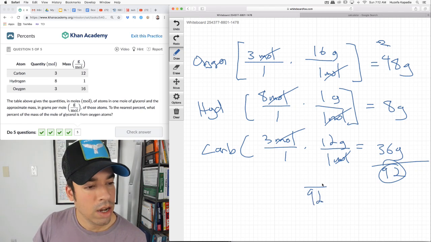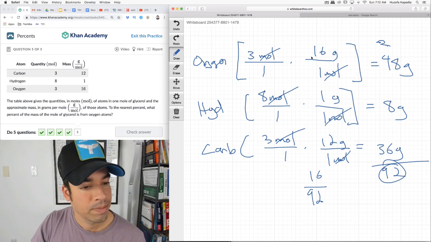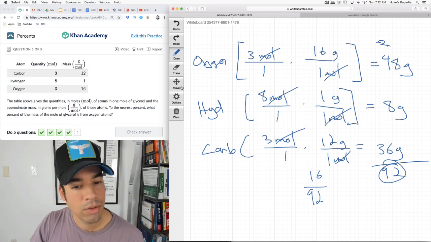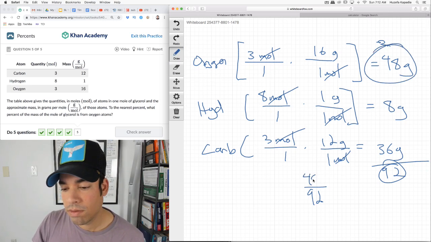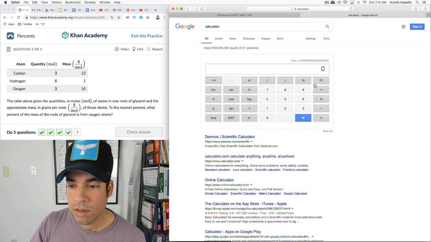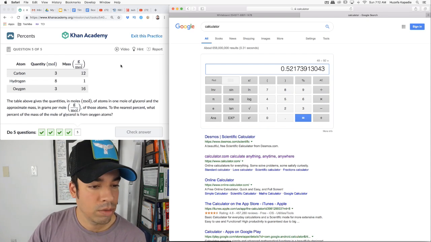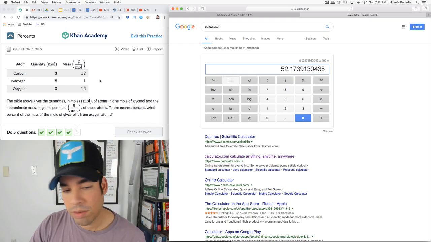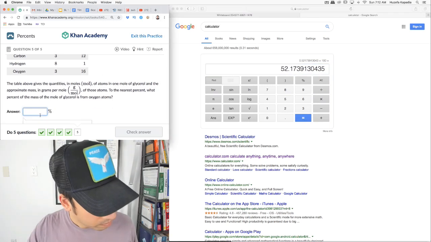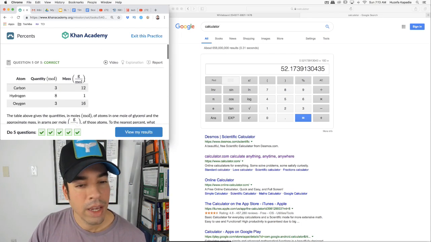So what percentage is oxygen? So it's 16 out of 92. Right? Oh, what? Not 16 out of 92. What am I talking about? 48 out of 92, this value. To the nearest percent rounds up to 52%. We have multiplied by 100, of course, right? 52%. Okay, there we go.